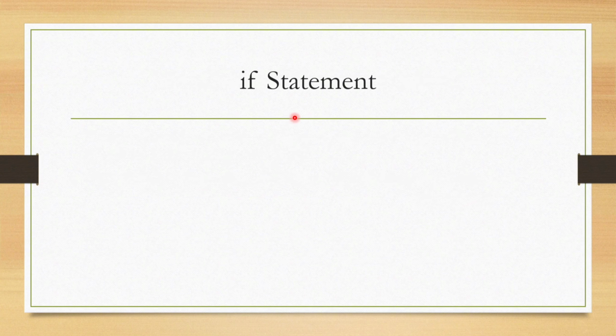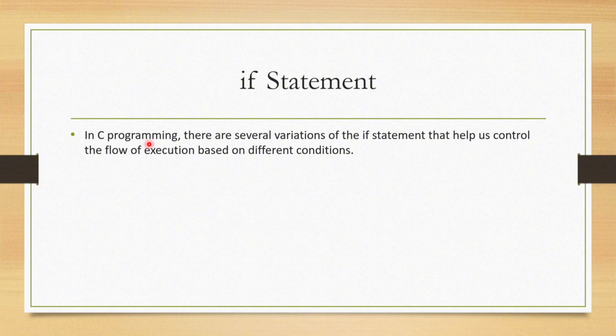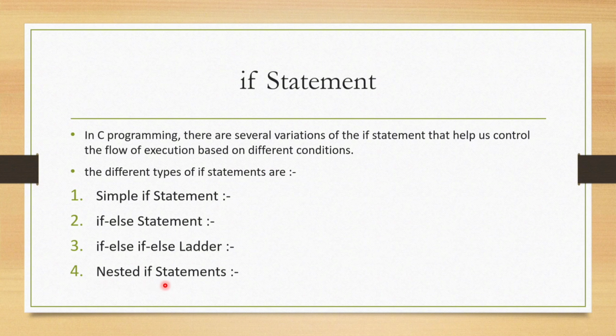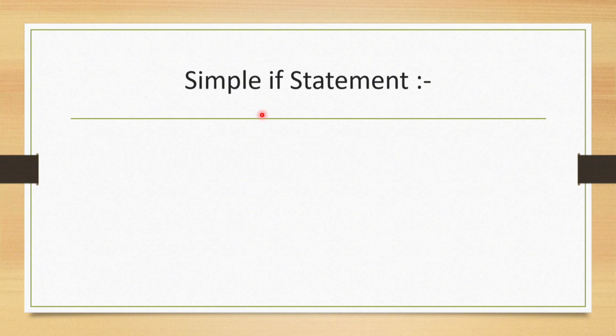Now let us understand how the if statement works, its syntax, and how it helps to control the flow of a program. In C programming, there are several varieties of the if statement that help us to control the flow of execution based on different conditions. The different types of if conditions are simple if statement, if else statement, if else ladder, and last we have nested if else.